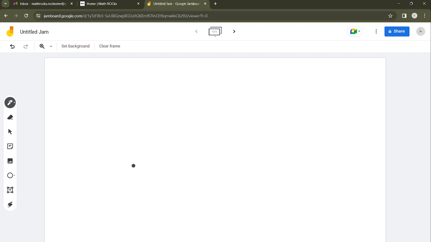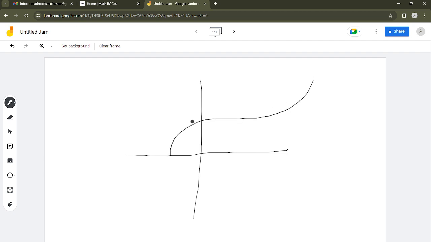Okay, so let's start with the graph. We can make it random, like this. So if we were to find the area of everything under this graph, so all of this, let's end the graph at here.